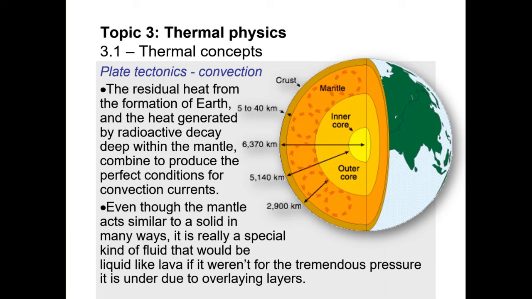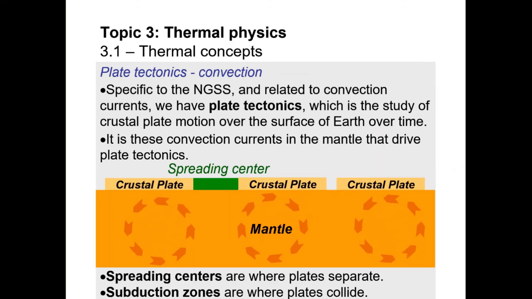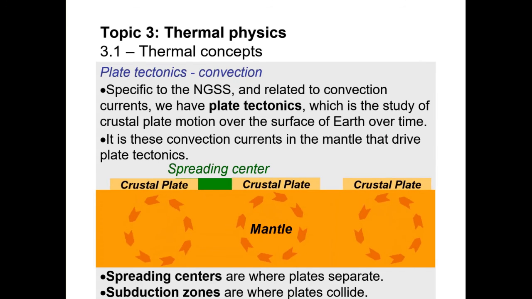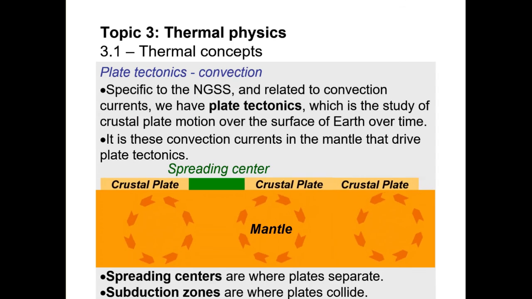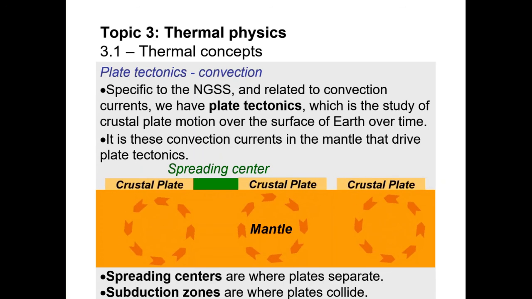The mantle closer to the outer core heats up and rises. As it cools, it falls and sets up a convection current. It is this convection current in the mantle that drives plate tectonics. This is a perfect example of convection, as the hot mantle close to the core rises. As it cools, it sets up a convection current.